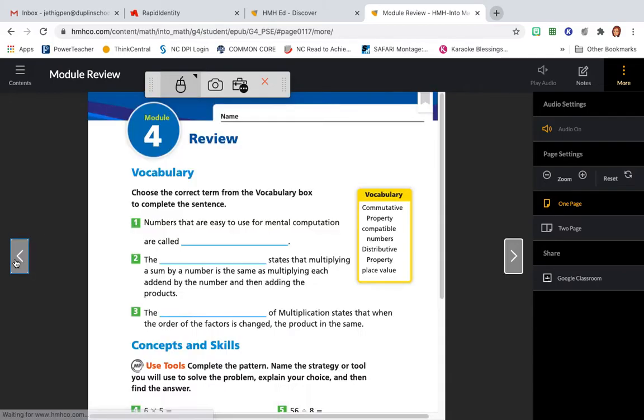So let's go to page 97. Let's first take a second and look at our vocabulary. This is very important as you go into the test. You need to know the difference between these properties. Number one, numbers that are easy to use for mental computation are called compatible numbers.